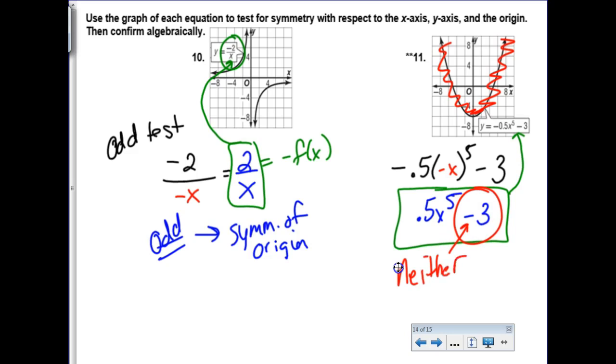There's no symmetry on this graph. If you actually looked at it, it kind of looks like a cubic, but it's got more wiggles in it, and it's shifted down 3 units, and it's reflected. It's weird. It has no symmetry is the point to that question.